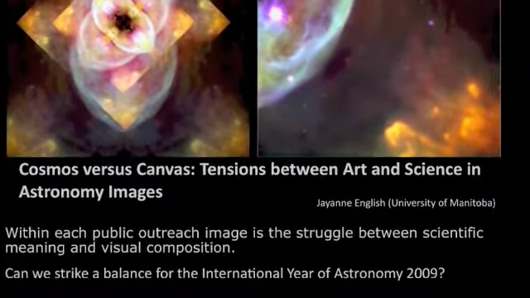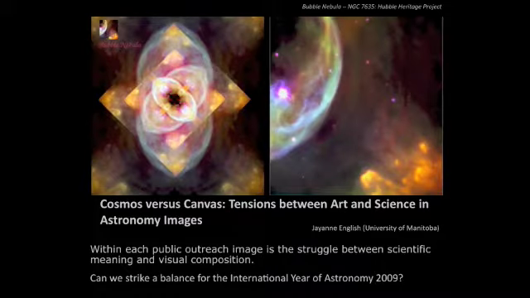It's really interesting that in each image that's made, a color image for public outreach, there's a struggle between the scientific content that you want to get across and the visual composition. Our question here is, can we strike a balance during the International Year of Astronomy?